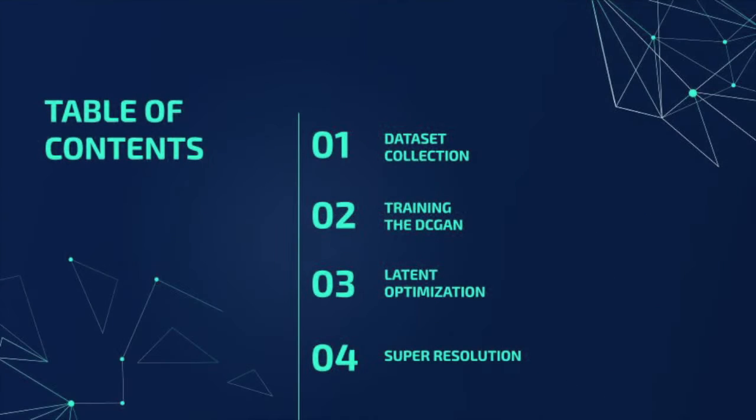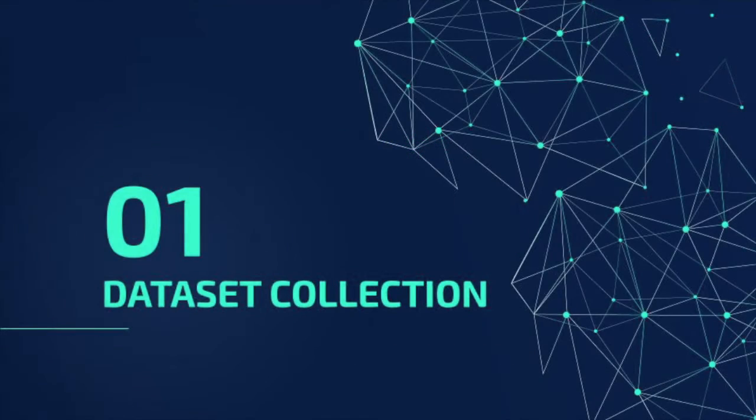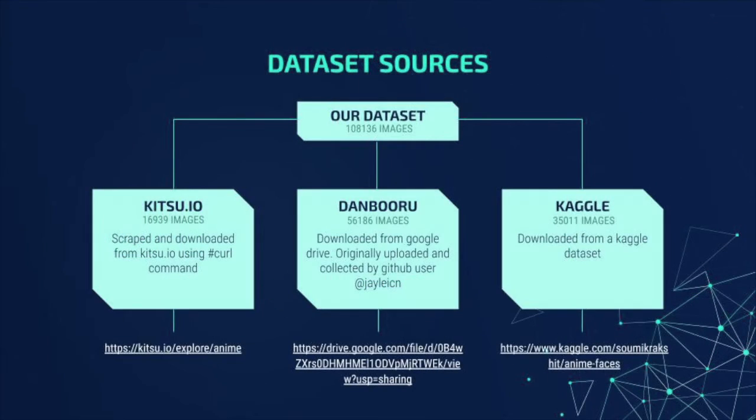On today's agenda, we'll be talking about our dataset collection, training the DCGAN, latent optimization, and our super resolution networks. First, we have our dataset collection. In order to train the GAN, we needed a large dataset of anime faces. Our final dataset consisted of about 108,000 images obtained from 3 different sources.